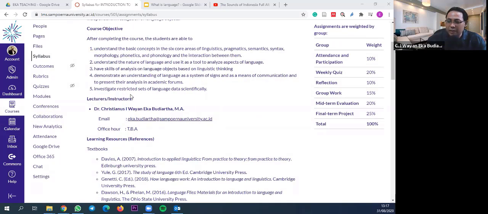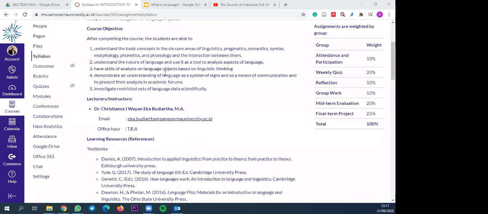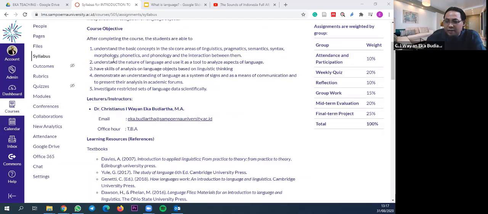But what is important is the objective. So this is the expectation that you can achieve later on. By the end of the semester, you are expected to understand the basic concepts of six areas of linguistics, which are pragmatics, semantics, syntax, morphology, phonetics, and phonology, and the interactions between them. Also to understand the nature of language and use it as a tool to analyze aspects of the language.